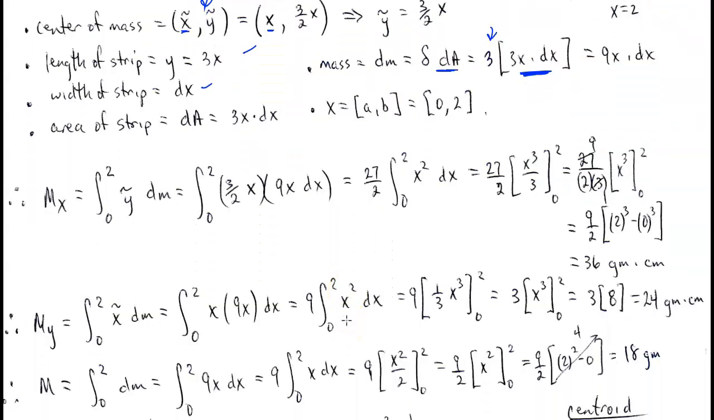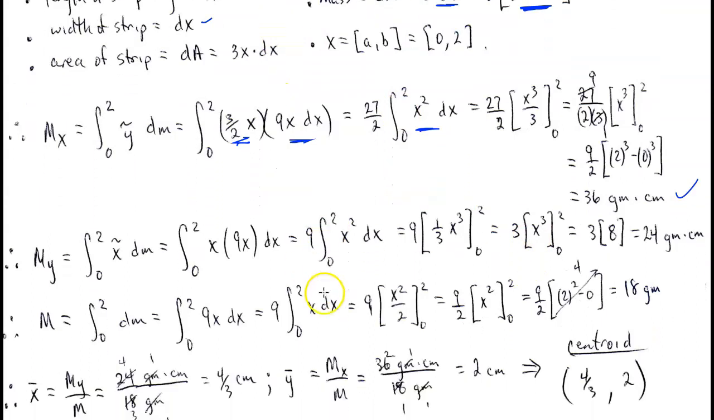Okay. So we see here that the moment about x is going to be the integral of y tilde dm, of course, going from 0 to 2. Y tilde is actually half the distance of the function from the x-axis. And dm is going to be 9x dx. And so from there, factor out all of our constants, take the antiderivative of what's left in the integrand, and then from there, figure out what our answer is. And this is going to be 36 gram centimeters. Okay. So again, that's our moment.